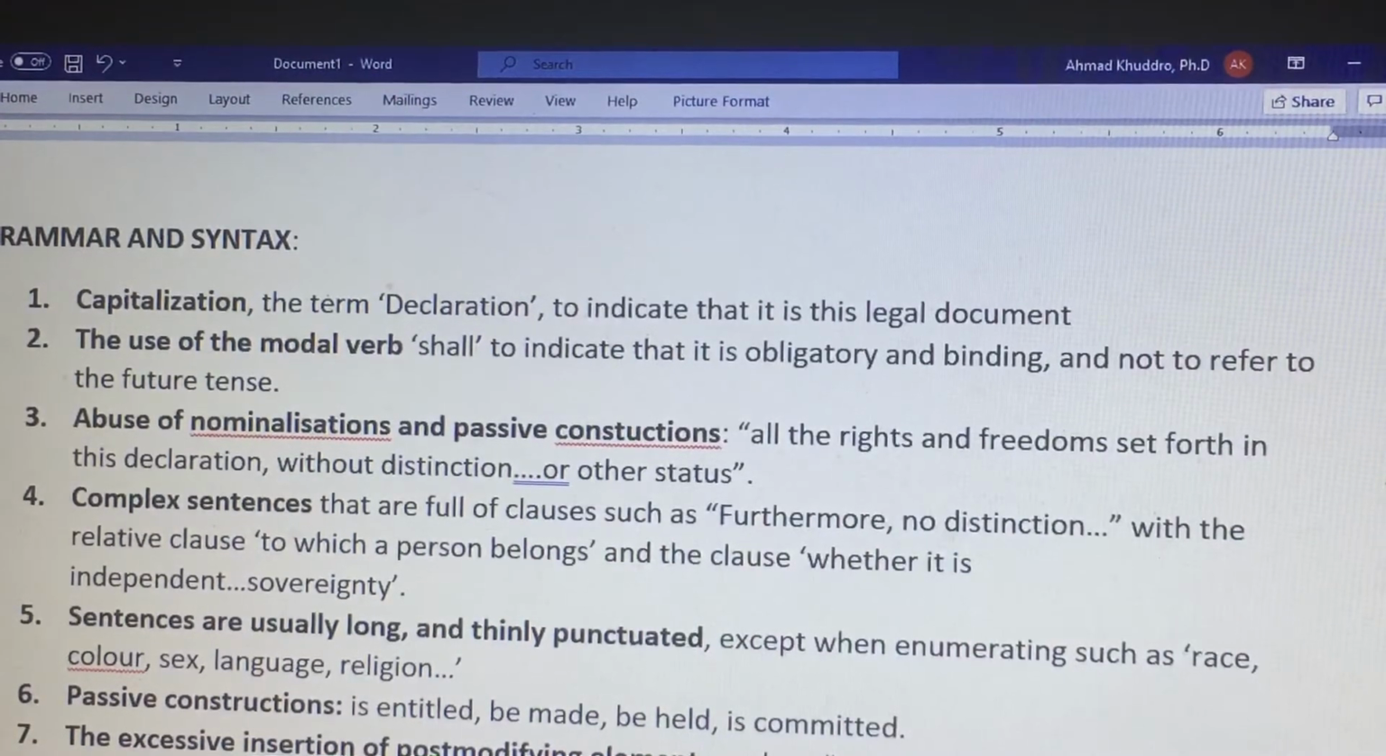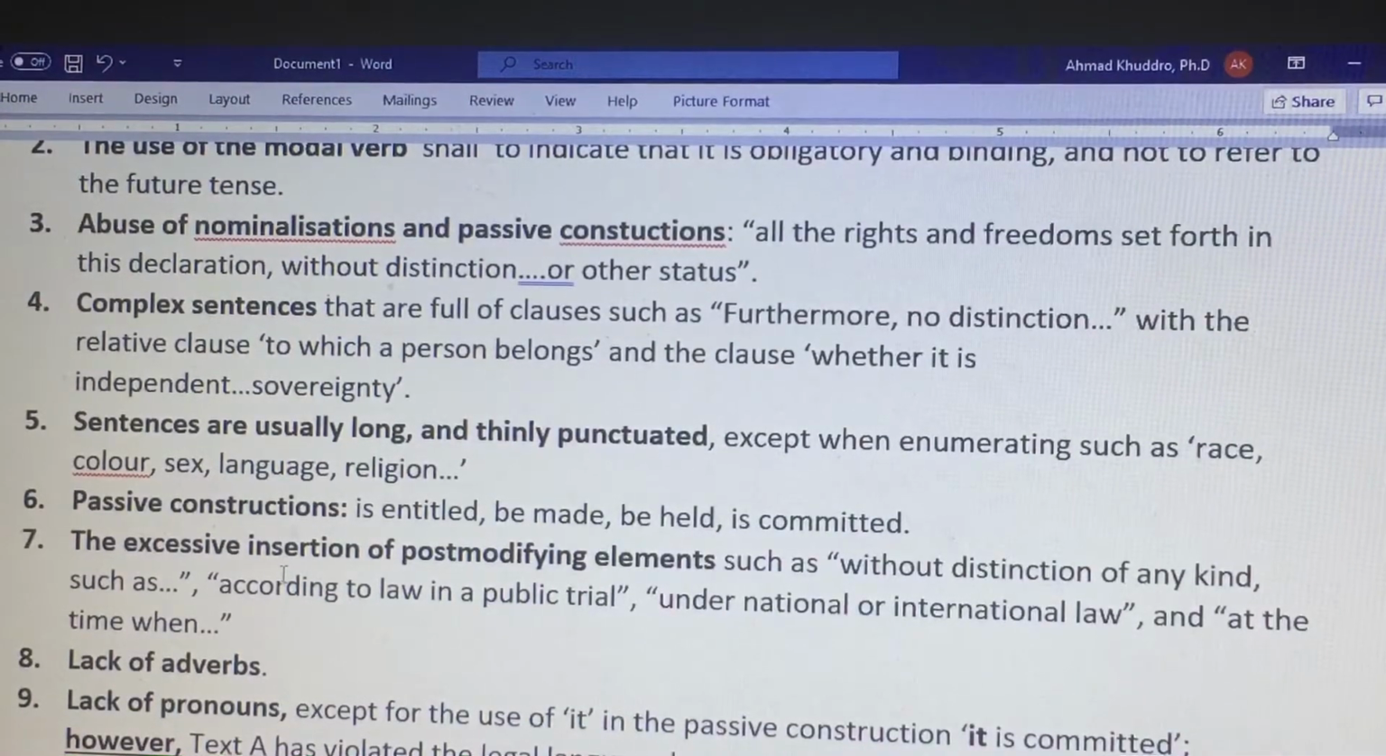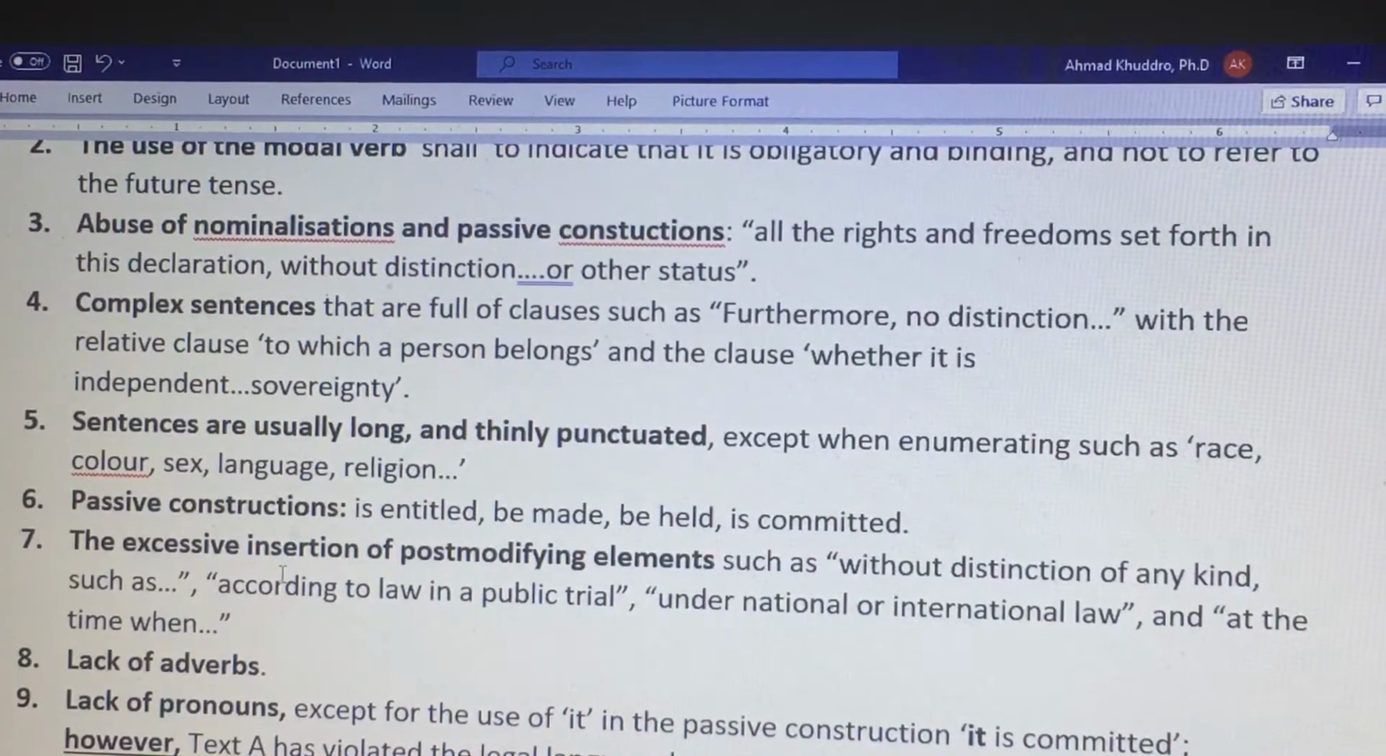And there is also the abundant use of nominalizations and passive constructions. All the rights and freedoms set forth in this Declaration, and without distinction up to the words or other status. And then number 4, we find that the sentence is a complex sentence. All sentences that we've seen are highly complex. They are full of clauses, such as in the sentence that starts with furthermore no distinction, with a relative pronoun to which a person belongs. And then it carries on and says, and the clause where it says whether it is independent up to the word sovereignty. So there are quite a lot of complex sentences with a number of clauses in them.